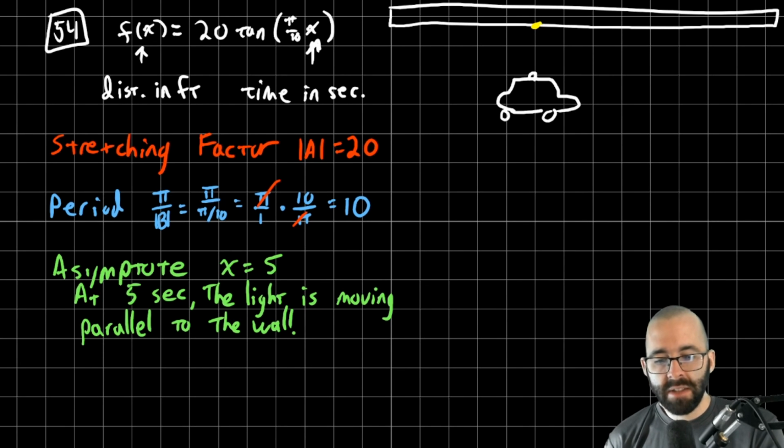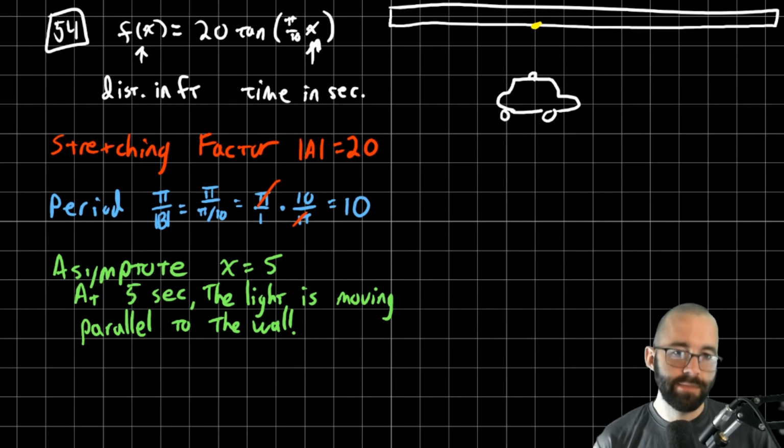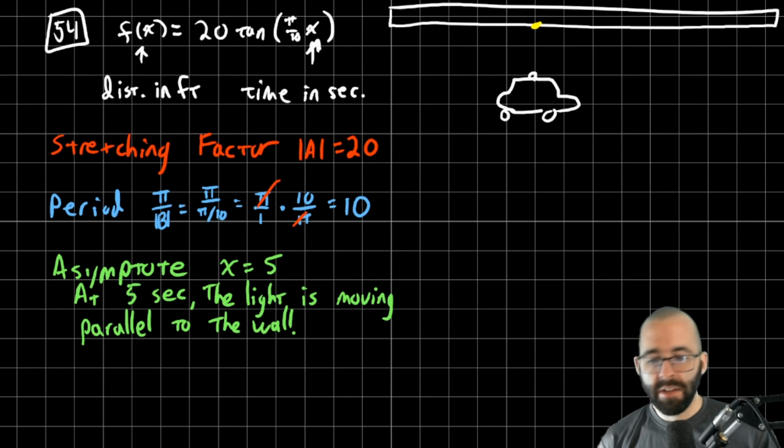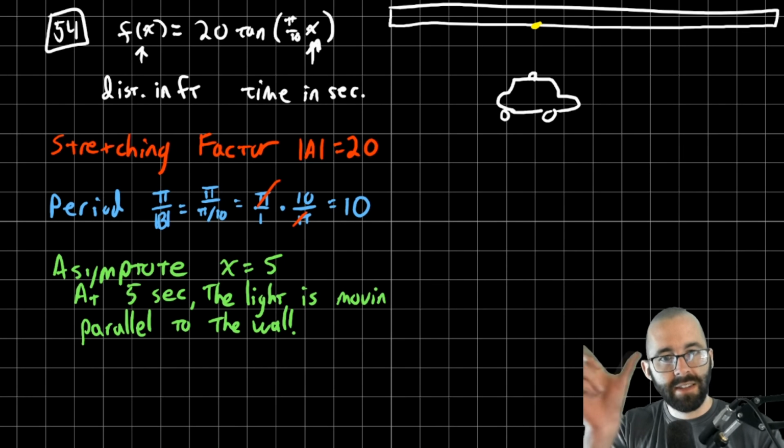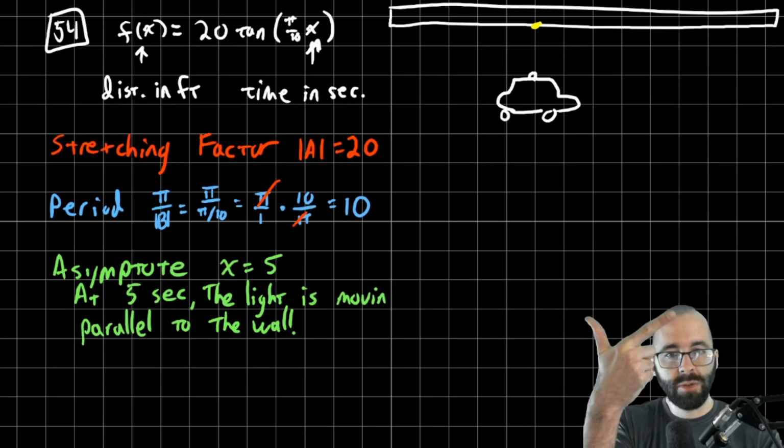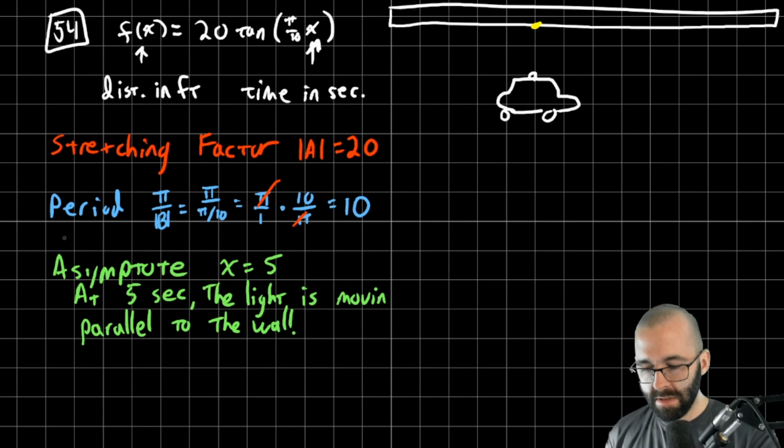Period is 10. Period of 10 means that it takes 10 seconds for the light to move all the way from going to the left to all the way going to the right. Okay, and again, this is one of those cop car lights that is light on both sides. So it takes 10 seconds for the light to rotate 180 degrees.